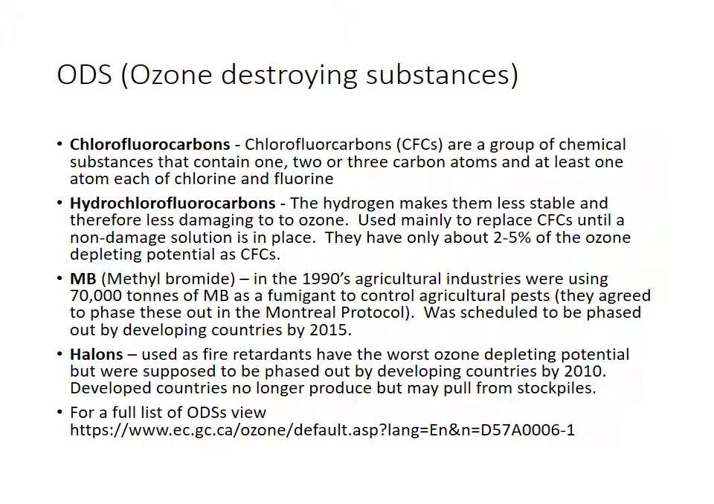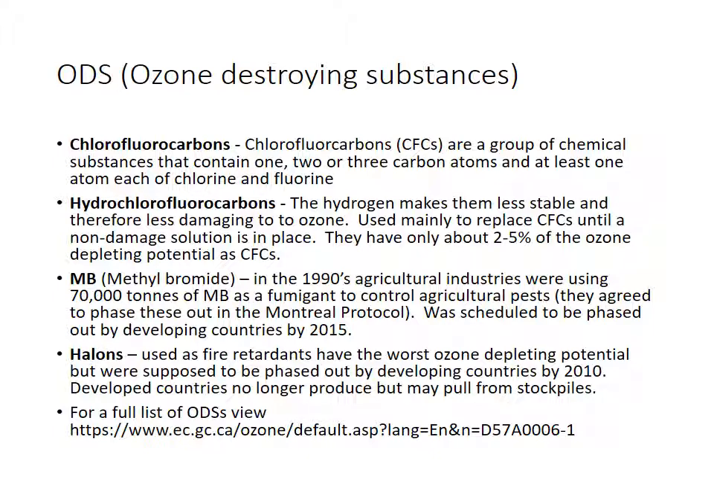There are lots of different types of ozone destroying substances. A good website that I think is pretty brief but has some good information is this website here. If you click on that, you can get a list of all these different ozone destroying substances. Some of these are, as we've been talking about, chlorofluorocarbons, which are a group of chemical substances that contain 1, 2, or 3 carbon atoms and at least 1 atom each of chlorine and fluorine.